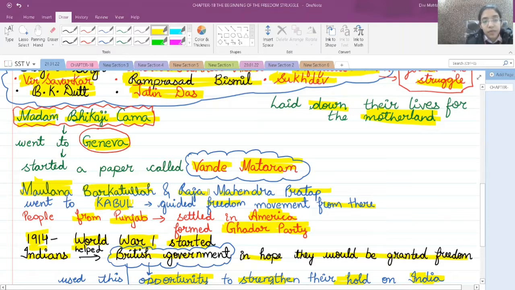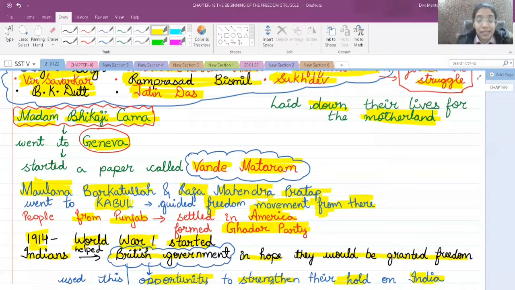Maulana Barkatullah and Raja Mahendra Pratap went to Kabul, and they guided the freedom movement from there. Next, some people from Punjab who were settled in America formed the Gadar Party there.